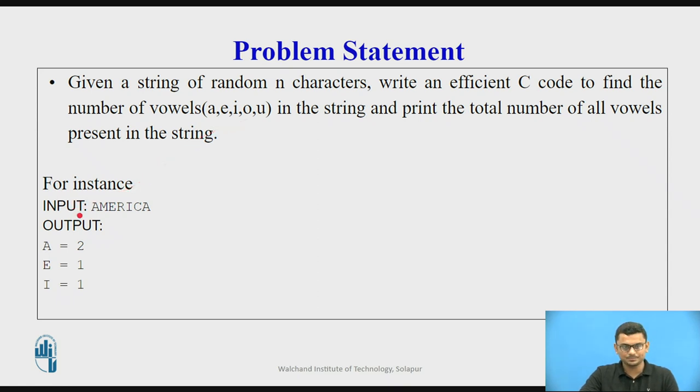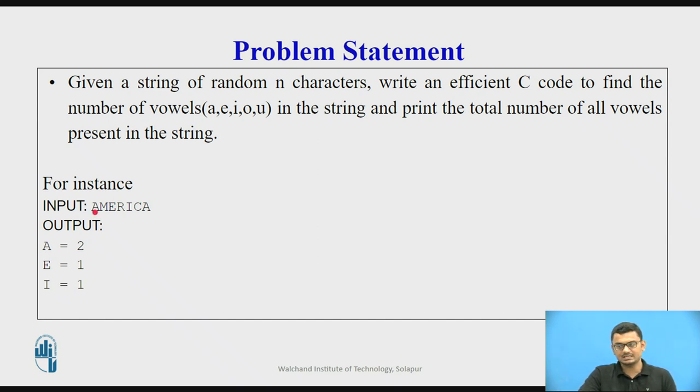Say for example, I pass America as the input, or the input string is America. Now if we carefully see, this particular string of characters has four vowels. Now if you remember, vowels in the English alphabet are A, E, I, O, U. So we want to find out how many vowels are present and what is the number of the vowels which are present in the string.